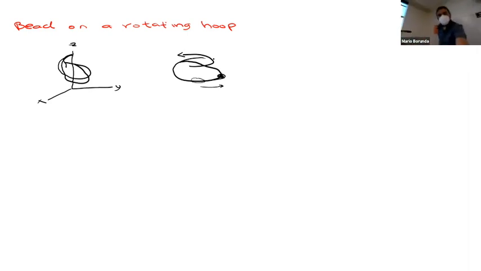Now, what we have is a system with a holonomic constraint. This holonomic constraint is going to be time dependent. The constraint is that the bead is attached to the hoop, so it has to follow the hoop. There's no way for the bead to move without the hoop. Then it's rotating with the frequency omega. It has a mass m.